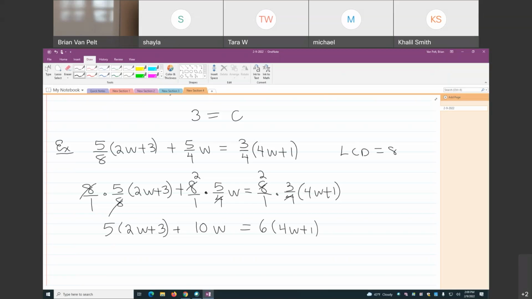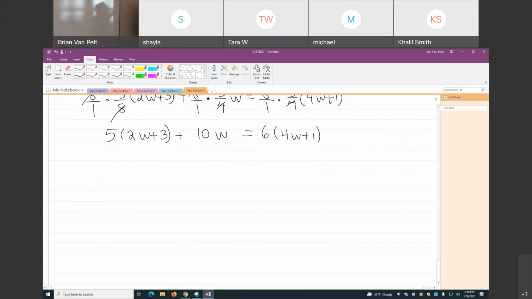All right, so arrive at where I got the 5 times 2W plus 3? Like the last line that I have on that board right now, did you get that? All right, what would you do next? Right, so distribute, exactly. Distribute that through, so you get 10W plus 15 plus 10W, okay?